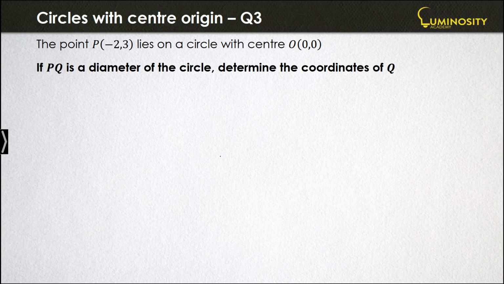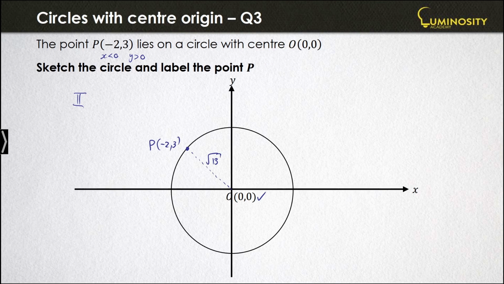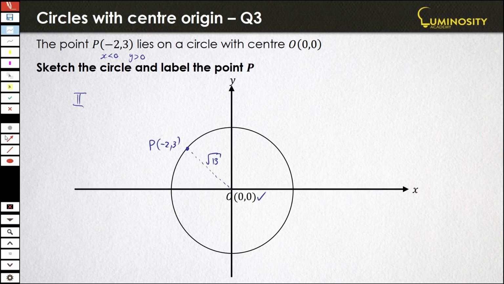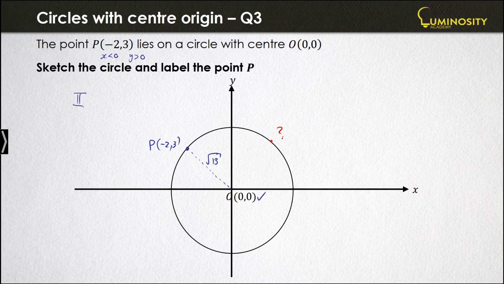Next, if PQ is the diameter of the circle, determine the coordinates of Q. So if I come back to here now, here's P, and they're telling us that PQ is the diameter. So where do I put the point Q? Can I put it over here? Can I put it over here? Well, no, because if I put P there, then I'm going to get that line, or I'm going to get that line. Those are not diameters. So where would I need to put this line here?